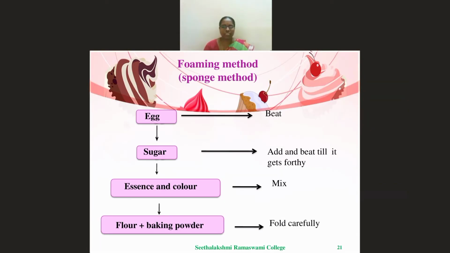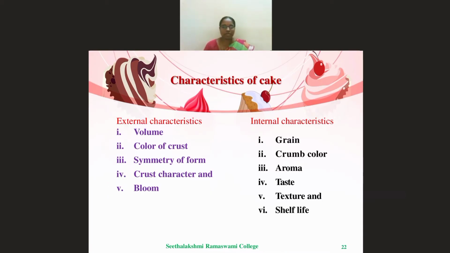In foaming method, first eggs will be beaten, then add sugar, essence and color together and beat it well. Finally add flour with baking powder and fold carefully. Once cakes are prepared, they can be assessed by external and internal characteristics. The external characteristics are volume, color, foam, crust, and bloom. And the internal characteristics are grain, crumb, aroma, taste, shelf life, and texture.